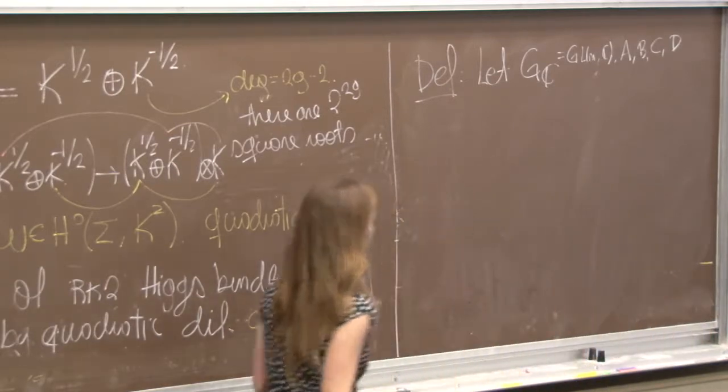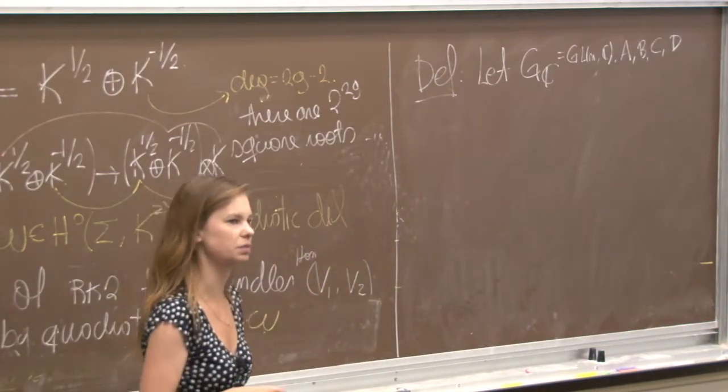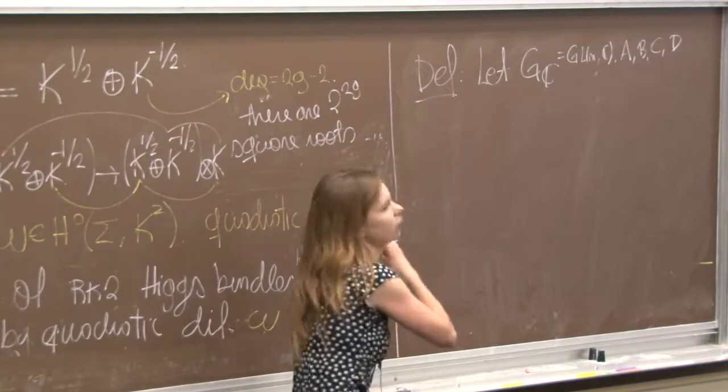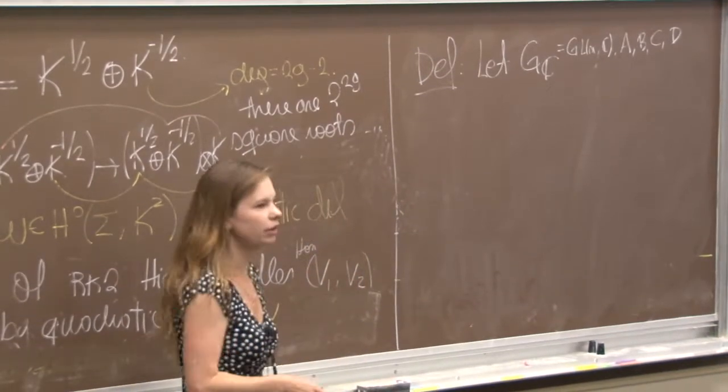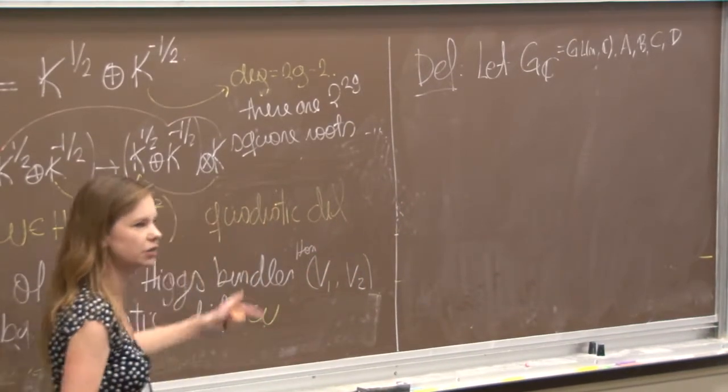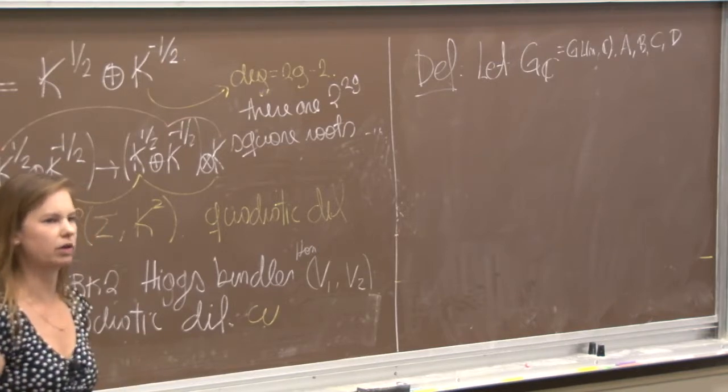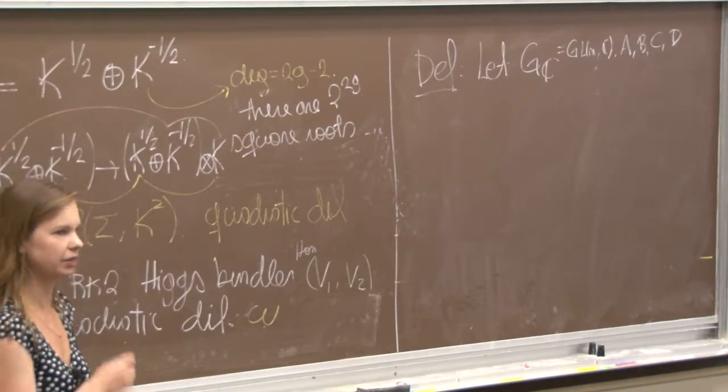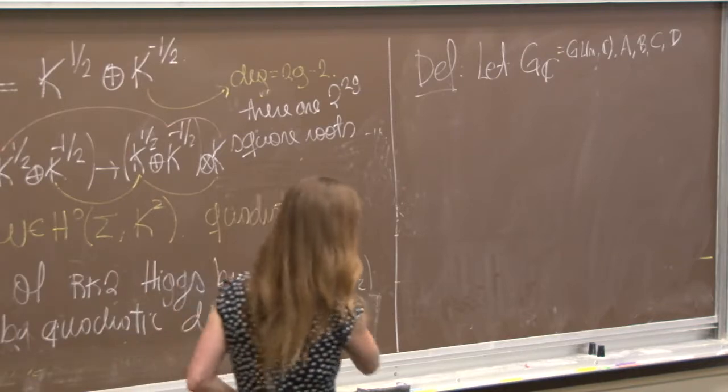So SL_n, any of the SO_n or the Sp_n. You can do everything for any more generic Lie group, and the whole theory just carries on. You just need much more work, and we don't want to go into that. This is already a very, very rich area.